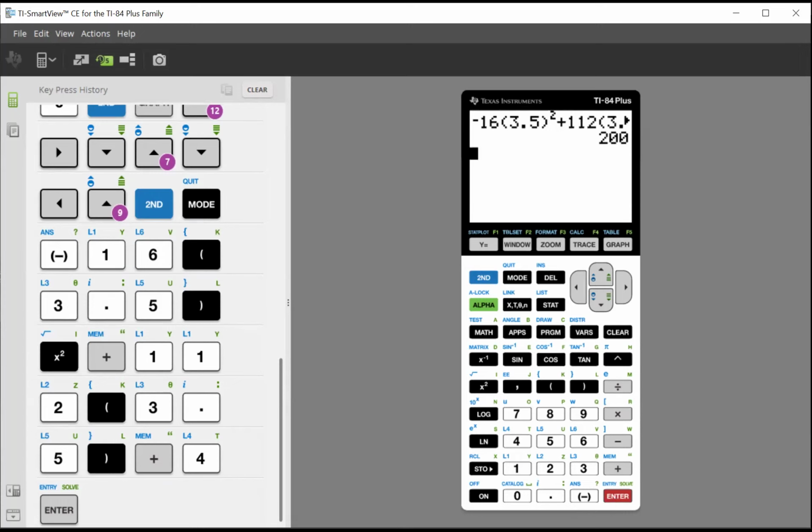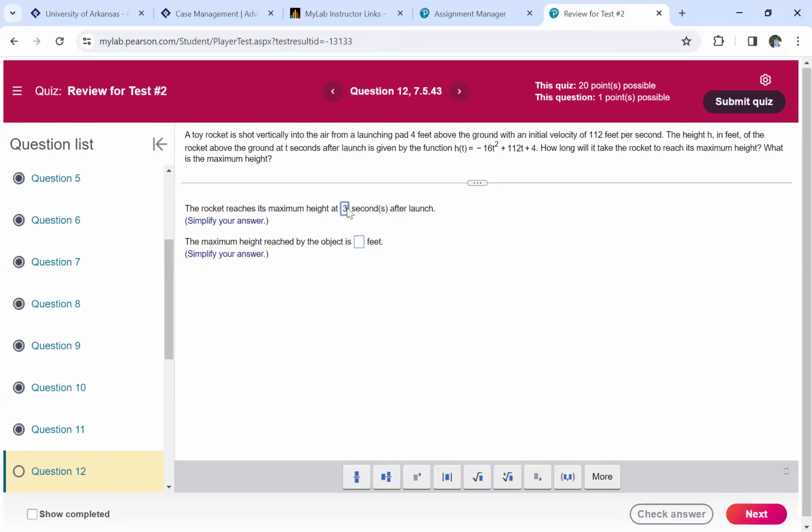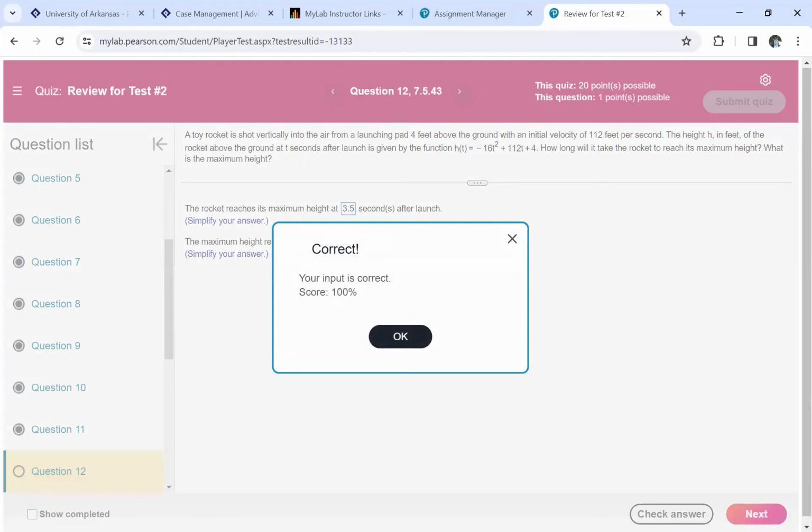So let's see how we're going to put that in MyMathLab. Oh, they give you the seconds and stuff. So all you're going to do right here is put in 3.5. And then down here, you're going to put in 200. Now notice, on the first part, the maximum height, it says simplify my answer. It don't say I got to have fractions and all that. So we put in a decimal, check answer, and we're good to go.